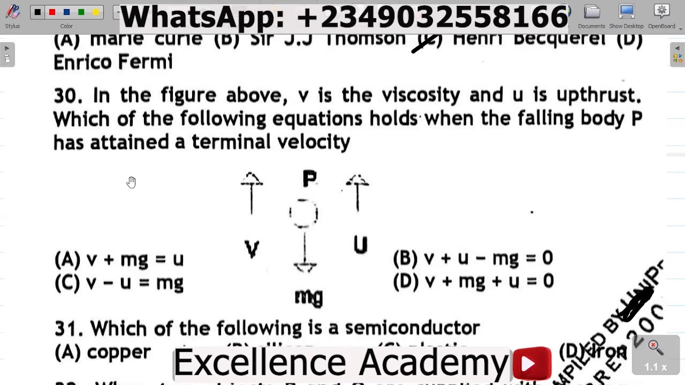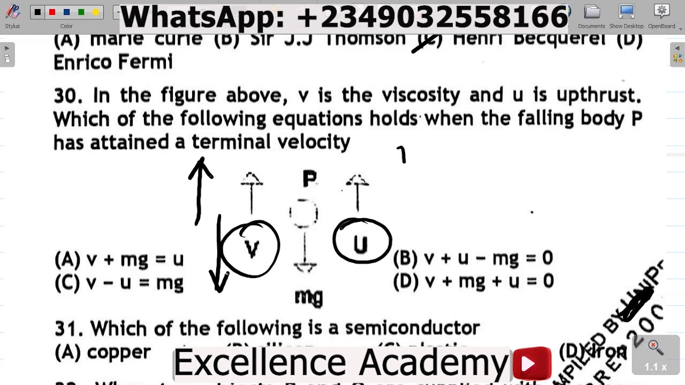Question number 30 says, in the figure above, that's this one below actually, V is the viscosity and U is the upthrust. Which of the following equations holds when the falling body P has attained a terminal velocity? All right. When the body attains terminal velocity, which of these equations holds? Now, to solve this question, it's very simple. We'll bring in the equation for equilibrium. For equilibrium, we know that the sum of forces going upwards is equal to the sum of forces coming downward. That's all. The forces going upwards are U and V.